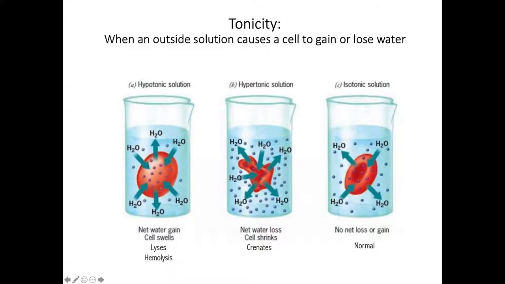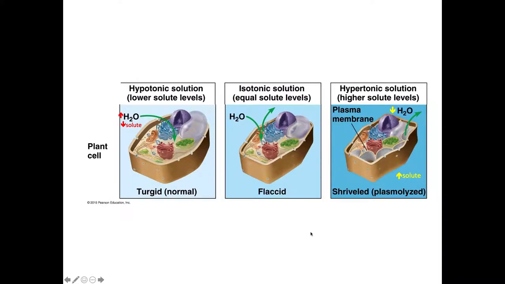So these terms are relative to each other. In this situation, this outside solution is hypotonic, whereas this inside solution inside the cell is hypertonic. And then here, this outside solution is hypertonic. It has a lot of salt. And this inside solution inside the cell is hypotonic, where it has a lesser amount of salt. When you see these hypotonic, hypertonic, isotonic, think of the amount of salt, the amount of glucose, the amount of solute, and then think about the water that will flow in which direction. Okay, so that was your red blood cells.